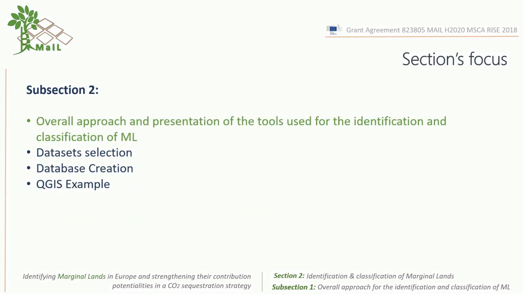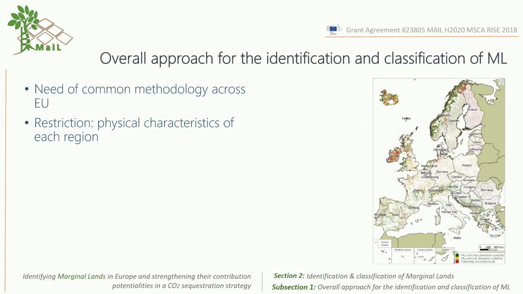In the first slides, I will describe the overall approach and tools used for the identification and classification of marginal lands in the MaiL project. The scope of the MaiL project was the development of a common methodology for detecting marginal lands that will be applied in large areas across Europe.